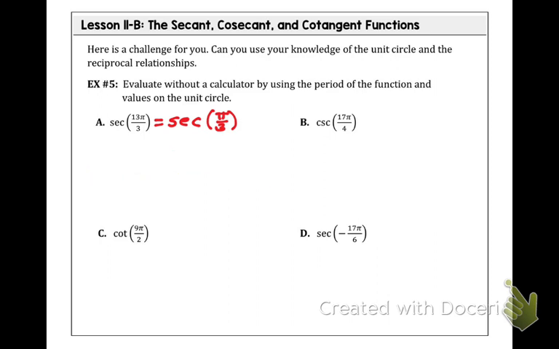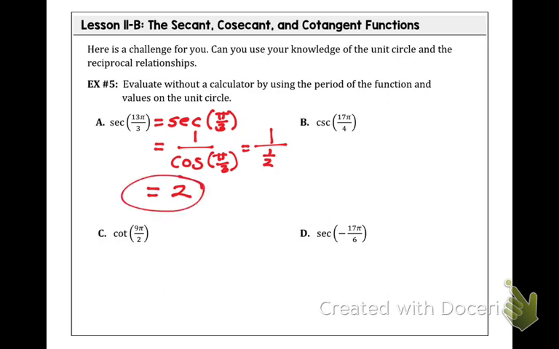Secant is the reciprocal, 1 over the cosine of 1/3 of a pi. And cosine at 1/3 of a pi, cosine's higher, so we're not as far out, so it's 1/2, and the reciprocal of 1/2 is going to be 2.